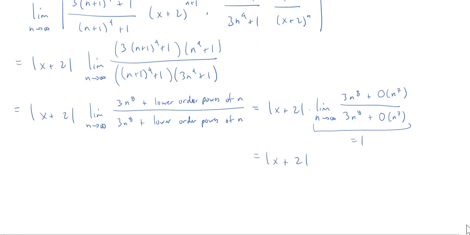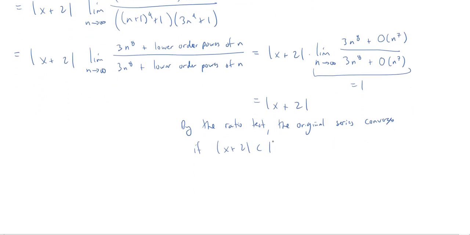And so once again, by the ratio test, the original series converges if the absolute value of x plus 2 is less than 1, and diverges if the absolute value of x plus 2 is greater than 1. And when the absolute value of x plus 2 is equal to 1, we've handled those cases already. So we'll get the same answer this way.